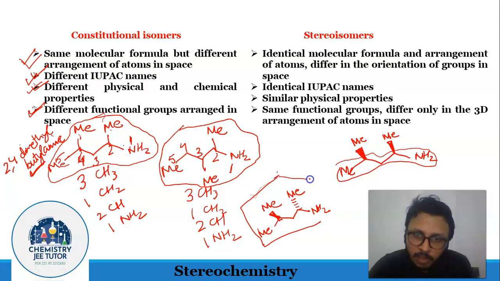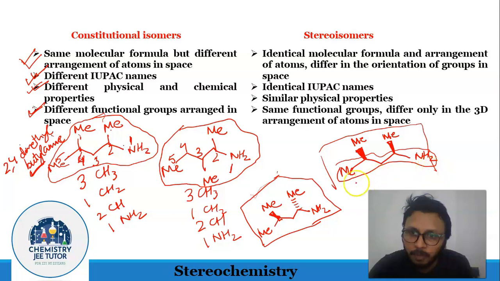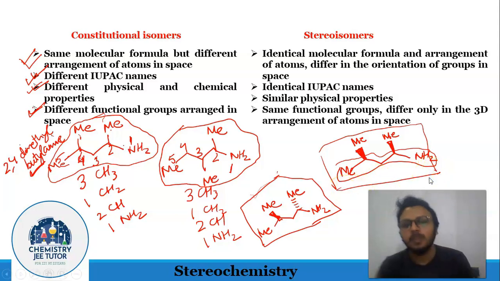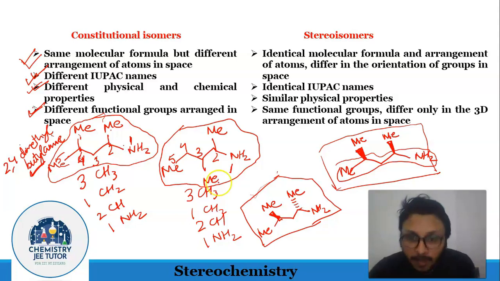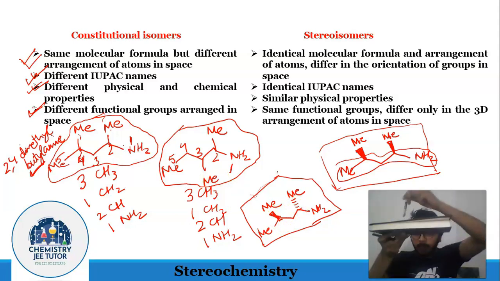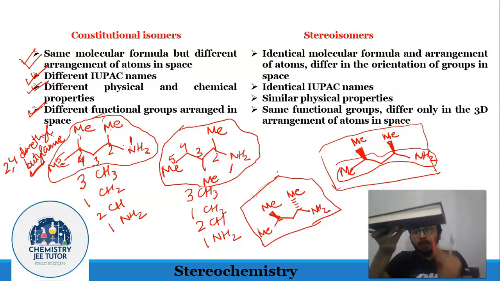We have understood what is constitutional and structural isomerism. Let us understand what is stereoisomerism then, which is the main course of the study. In this case, the two methyls are above the plane, as I have shown, in the 2 position and the 4 position. And in this case, one of the methyls is above the plane, while the other methyl is below the plane.